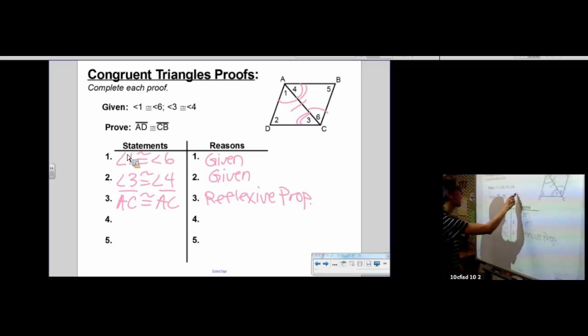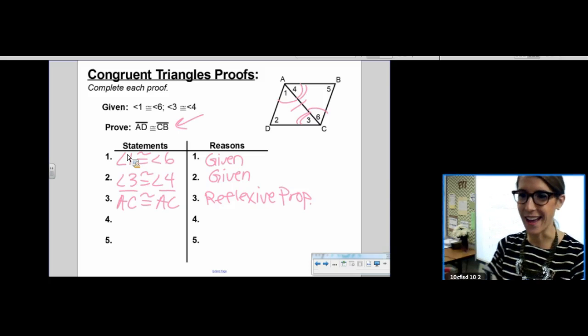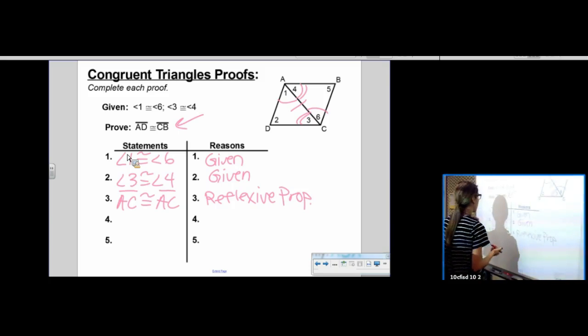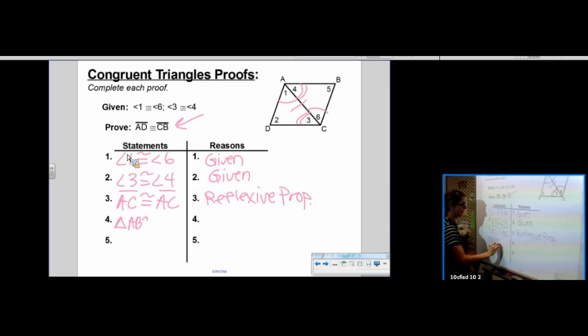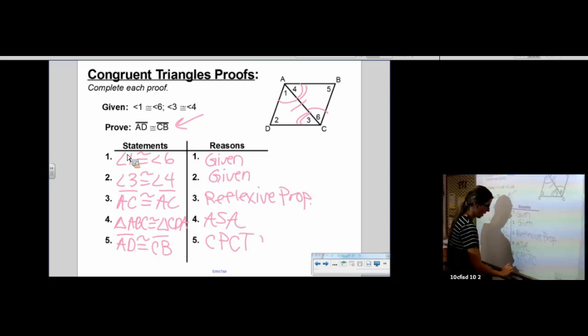Now what do I say? I'm trying to prove that something that doesn't have tick marks on it is congruent. What do I say next? Before I say that those segments are congruent first, very good. First I better say those triangles are congruent. I can do any order I want. I'll just start with A, B, C just for alphabetical order reasons. A, B, C would match C, D, A if you did that order. The reason is angle side angle congruence theorem. Now I always end with my proof. AD is congruent to CB by corresponding parts of congruent triangles are congruent.